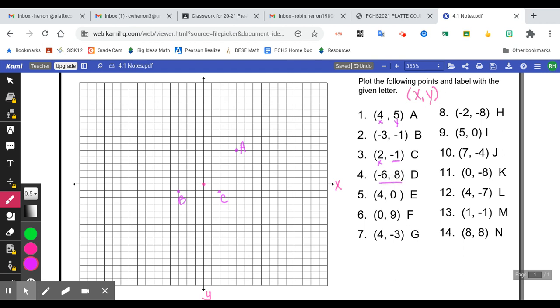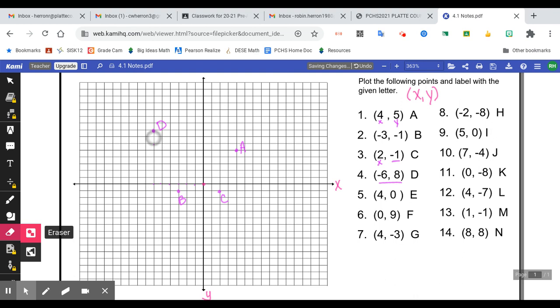Number 4 is -6, 8, so negatives again would be the left side. 1, 2, 3, 4, 5, 6, and then 8 positive is up. 1, 2, 3, 4, 5, 6, 7, 8. And then we put our point right there on the crosshairs where the two lines cross and intersect is where we actually put our final point on there.